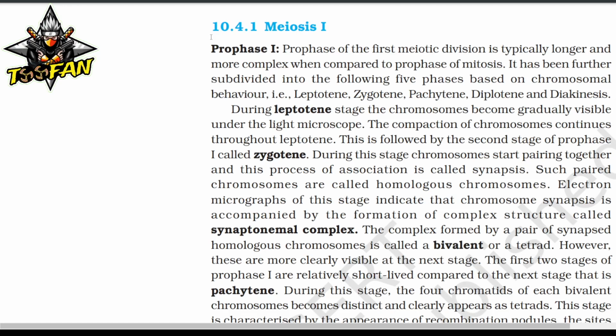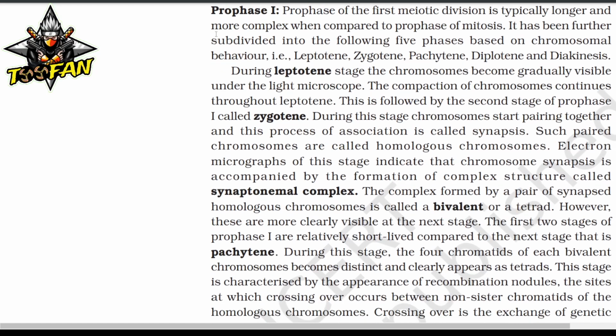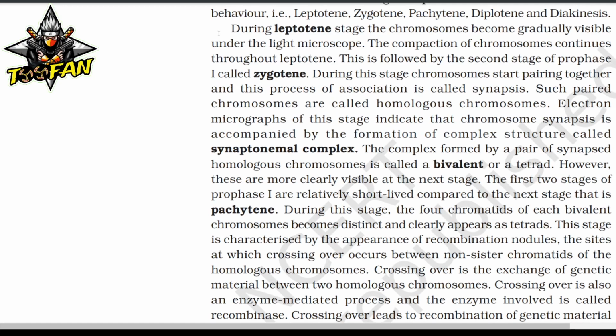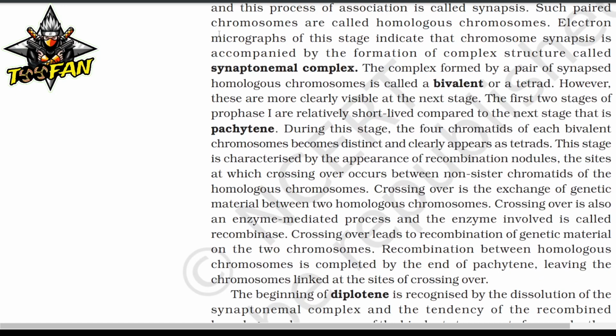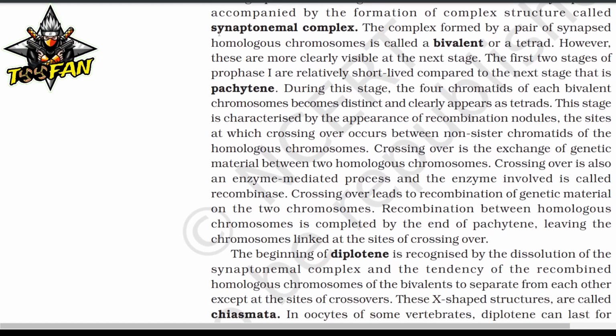The first two stages of prophase 1 are relatively short-lived compared to the next stage, that is pachytene. During this stage, the 4 chromatids of each bivalent become distinct and clearly appear as a tetrad. This stage is characterized by the appearance of recombination nodules, the sites at which crossing over occurs between non-sister chromatids of the homologous chromosomes. Crossing over is the exchange of genetic material between two homologous chromosomes. Crossing over is also an enzyme-mediated process, and the enzyme involved is called recombinase. Crossing over leads to the recombination of genetic material on the two chromosomes.